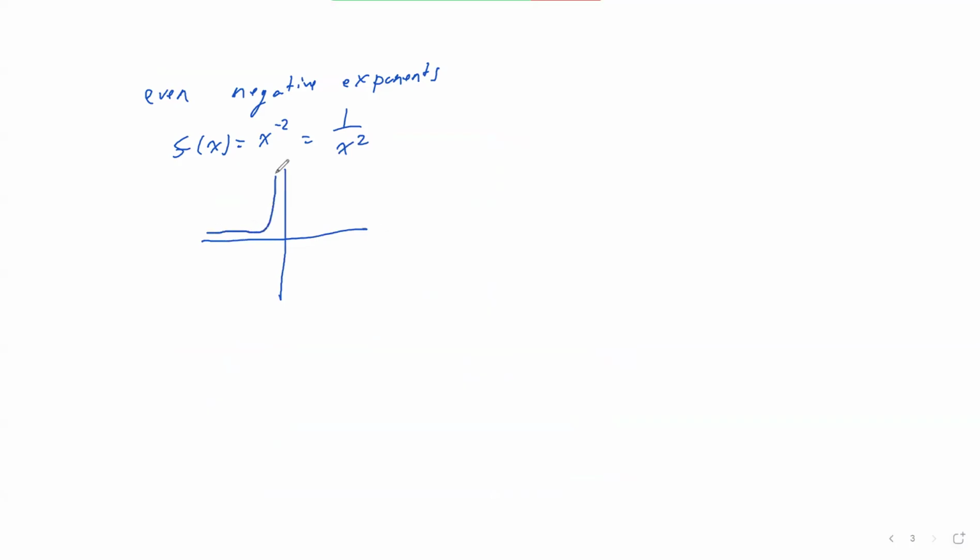Then we have even negative exponents. Those are going to be in the form of f of x equals x to the negative 2, which is the same thing as 1 over x squared. Again, they have branches, but they will both be on the same side. So you have them like this. And then as you get bigger and bigger, it just gets closer and closer to the origin. So it'll look more like this right here, and this right here. You can see that they're getting closer and closer to the origin. That pattern just keeps on going.